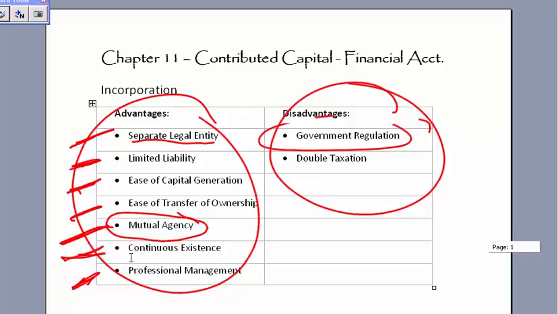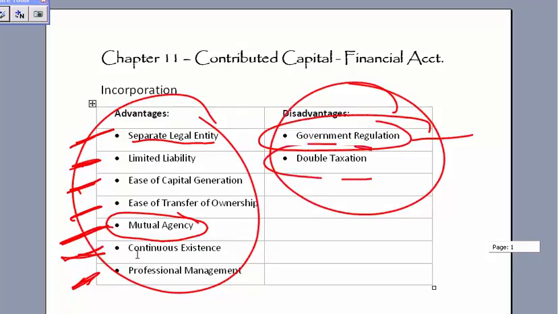Disadvantage is a lot of government regulation. As soon as you become a corporation, then you have certain reports that you have to fill out. You have to have an annual meeting. You have to have a president, vice president, et cetera. If you're publicly traded, then you have to produce all your financial reports and give copies to the SEC, et cetera.